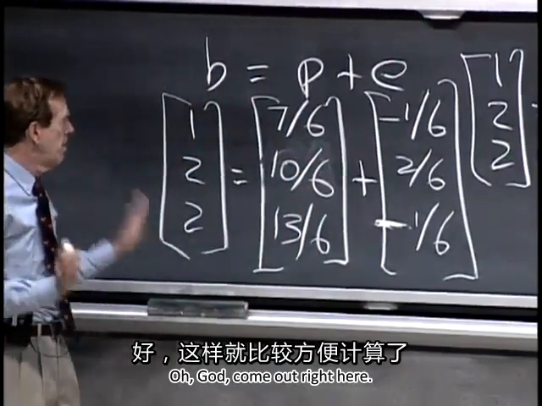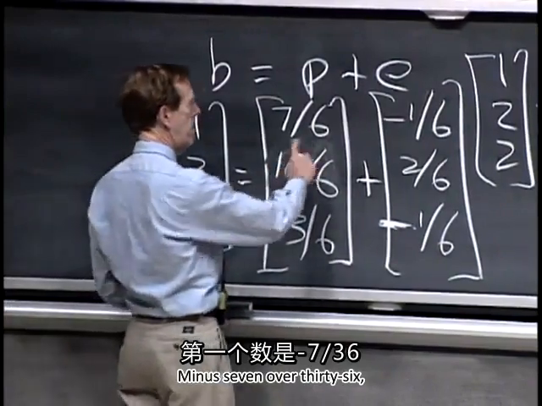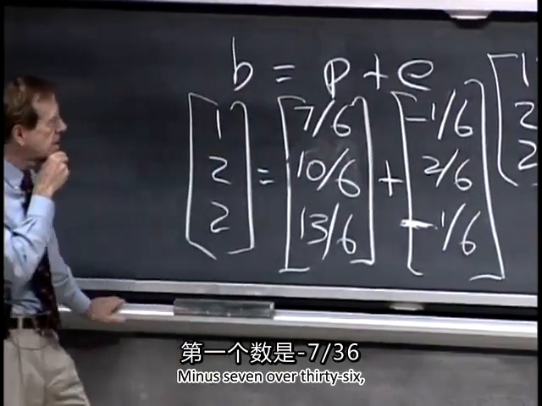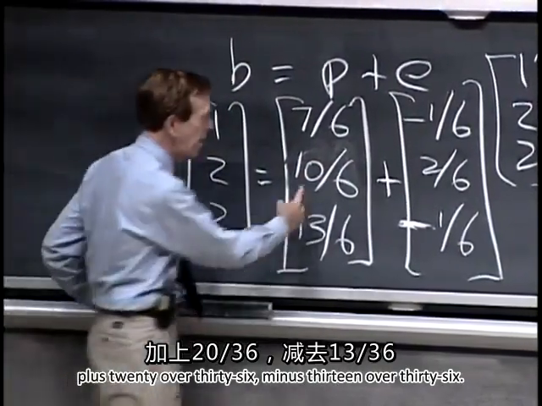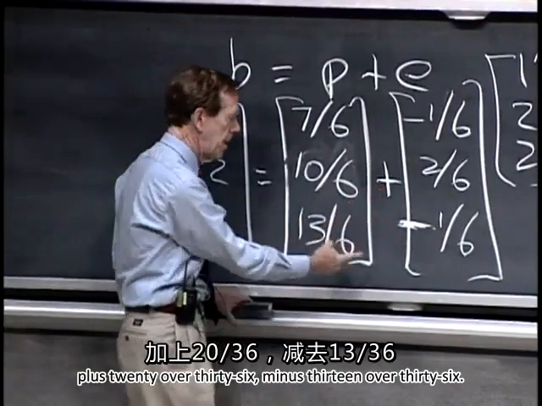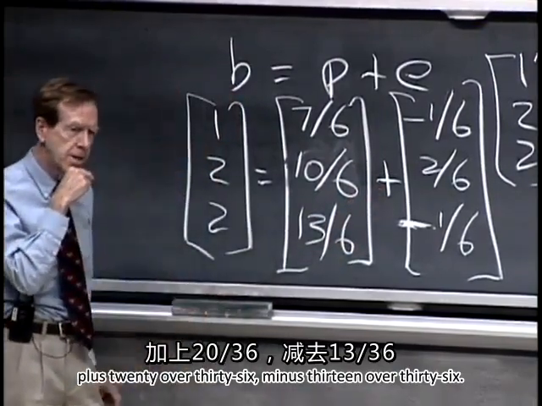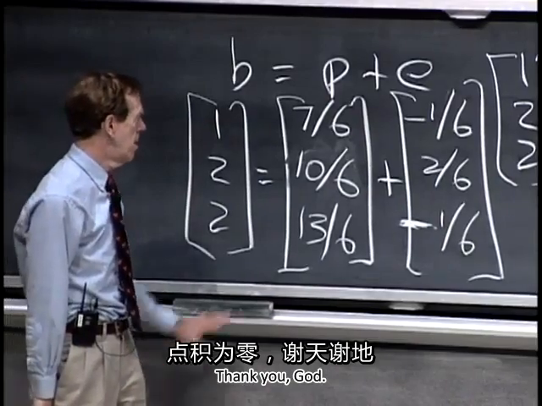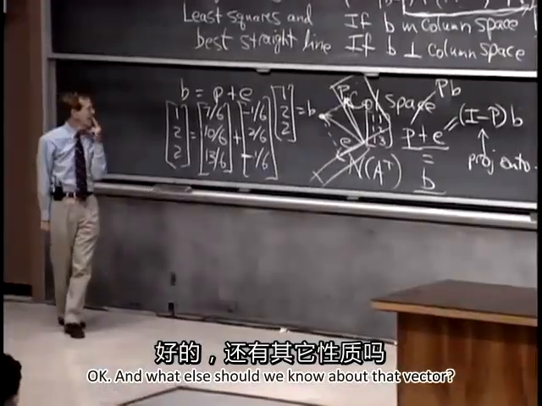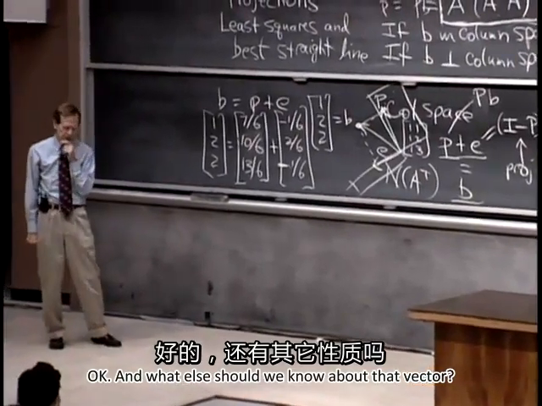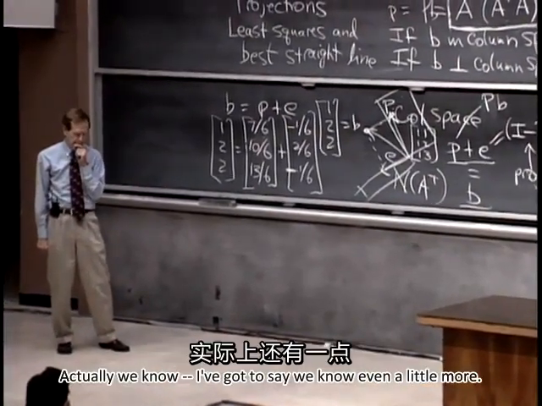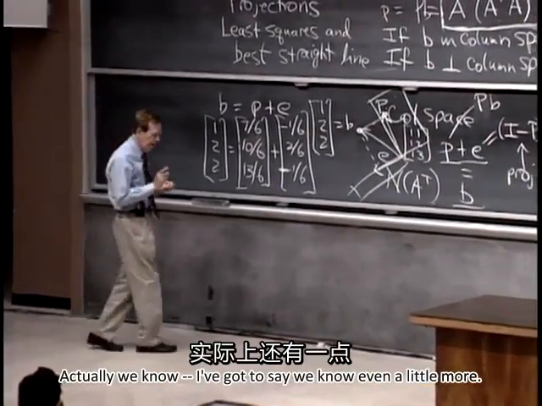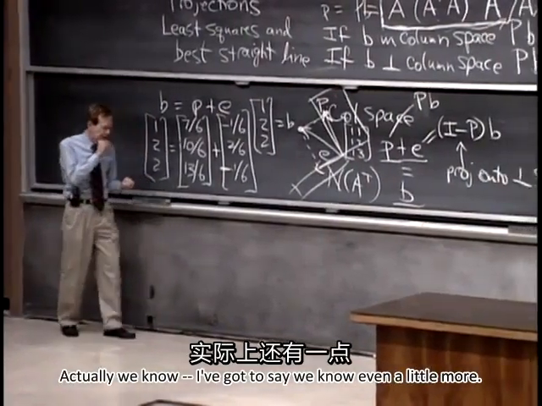Oh, God, come out right here. Minus 7 over 36 plus 20 over 36 minus 13 over 36. Thank you, God. Okay. And what else should we know about that vector? Actually, I got to say we know even a little more.